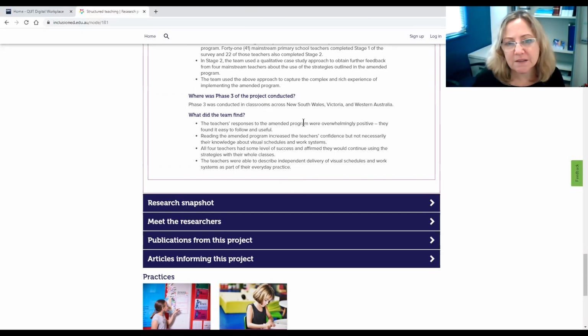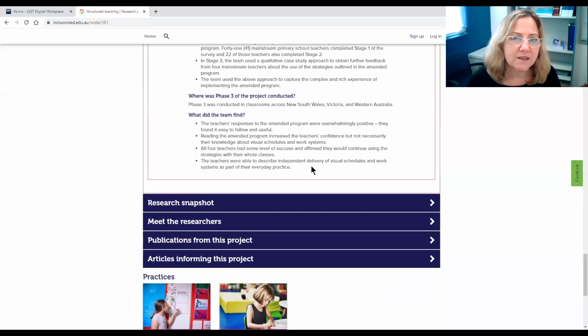So their responses to the amended program were overwhelmingly positive. Reading the amended program increased teachers' confidence, but not necessarily their knowledge. Okay. And in terms of the teachers who trialled this, they had a level of success and would continue using the strategies. And they were able to talk about how they could use this in their everyday practice.